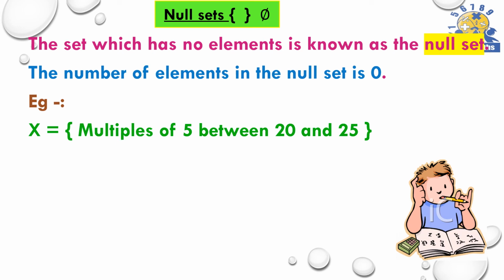So, we can represent it as X is equal to a blank curly bracket. Now here you can see the way of representing it using the symbol. The symbol is to represent X is a null set. How many elements are there in this set? 0, no? So n(X) is equal to 0.